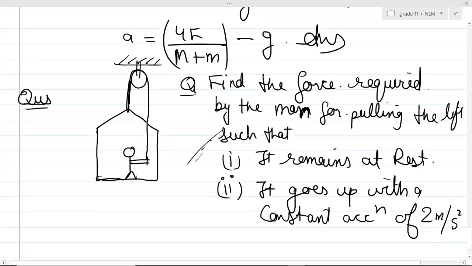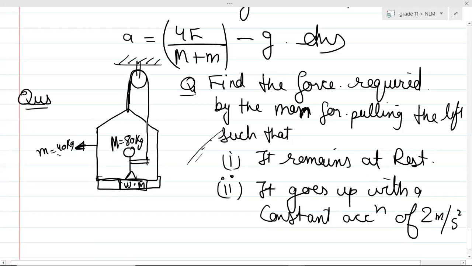Let's make the question a little bit more interesting. Let's say this man is standing on a weighing machine inside the lift. This lift, with the weighing machine, is of mass 40 kg, whereas the mass of the man, instead of writing it capital M, is equal to 80 kg. So the man has a mass 80 kg, the lift has a mass 40 kg, and now the question is: find the force required by the man to pull the lift such that it remains at rest, and second, it goes up with an acceleration.